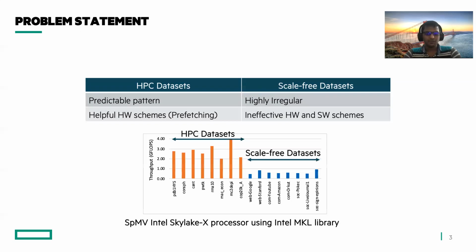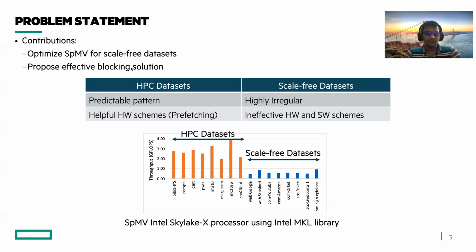The graph here shows the performance of a sample HPC and scale-free dataset on the Intel Skylake X processor using the SpMV kernel from the Intel Math Kernel Library. We can see that the vendor-optimized SpMV kernel doesn't show any performance benefits on scale-free datasets, so we can understand that these datasets are hard to tune. The main contribution of our work is to optimize the SpMV kernel for scale-free datasets, and we do this by introducing a new blocking solution.